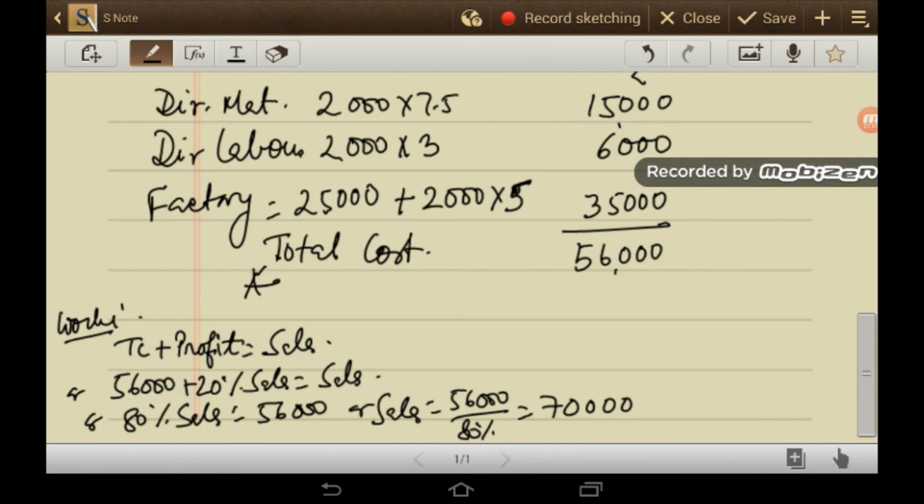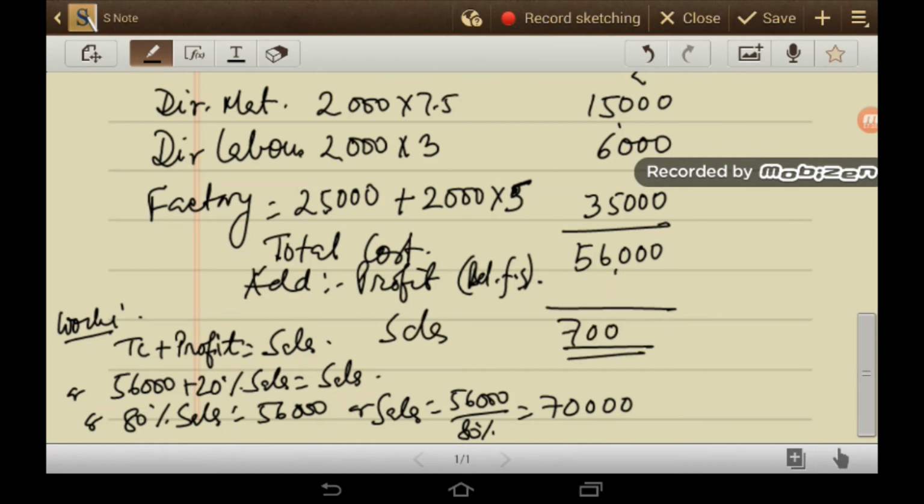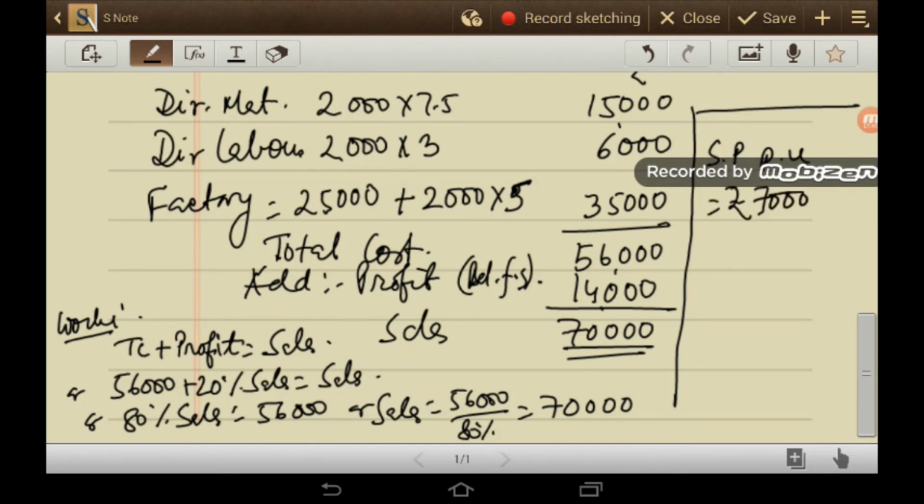Profit is the balancing figure, and this gives you sales of 70,000. So your profit is 14,000. What is the selling price per unit? You are supposed to calculate the selling price per unit. Selling price per unit is equal to total sales value, that is 70,000, divided by 2000 units of production. So it is rupees 35 per unit. This is your answer.